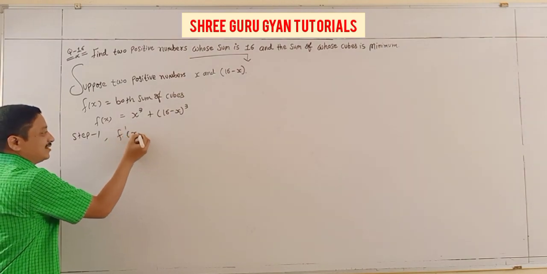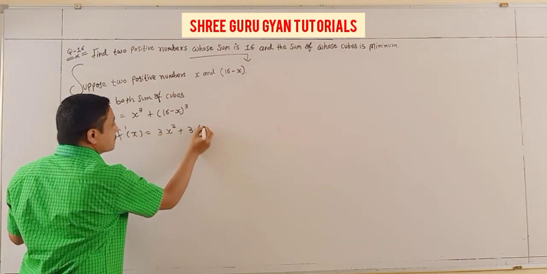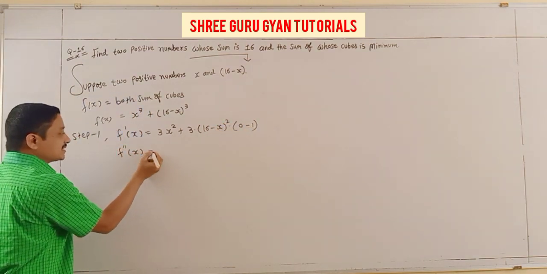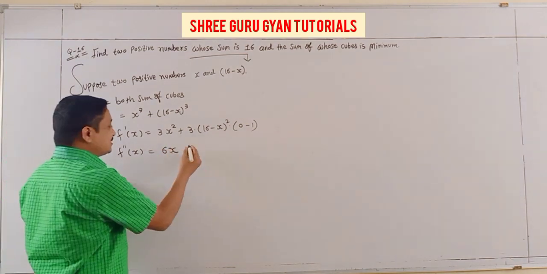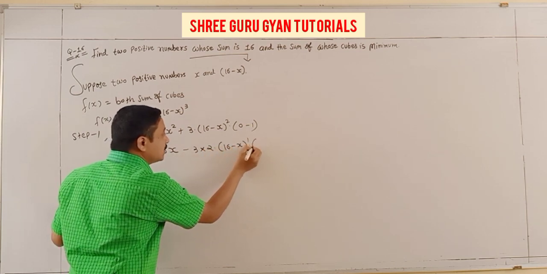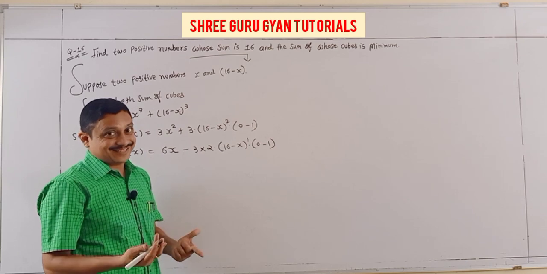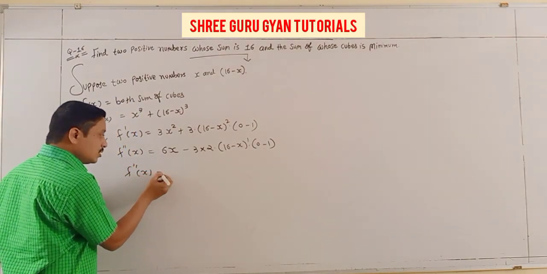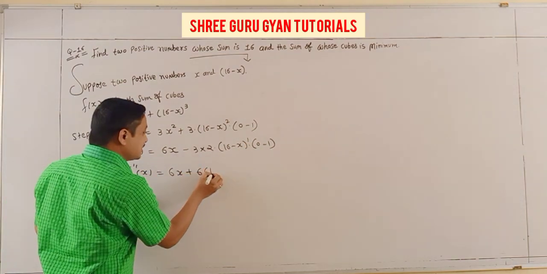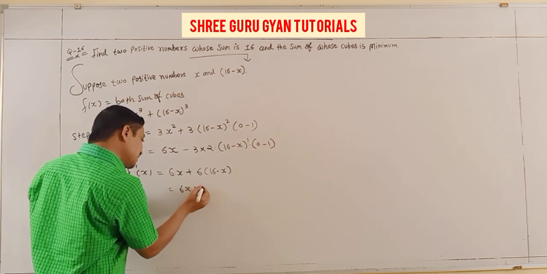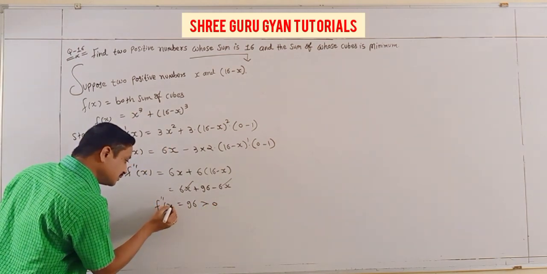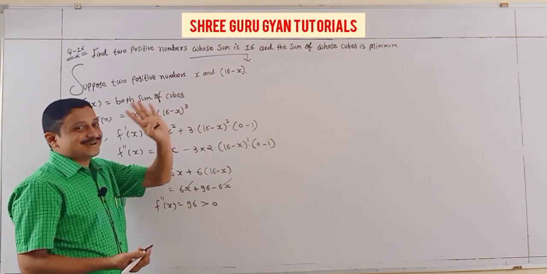What is step 1? First derivative: 3x squared plus 3 times (16 minus x) the whole square, and here 0 minus 1. Again f double dash x: here 6x, and that is minus 3 times 2 times (16 minus x), the 1 0 minus 1. Now further calculate. 6x plus 6 times (16 minus x), minus minus plus. So you can get 6 times 16, 96. Sure, your value is 96, greater than 0. It means minimum.